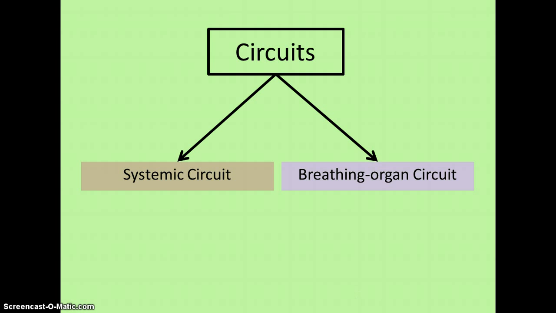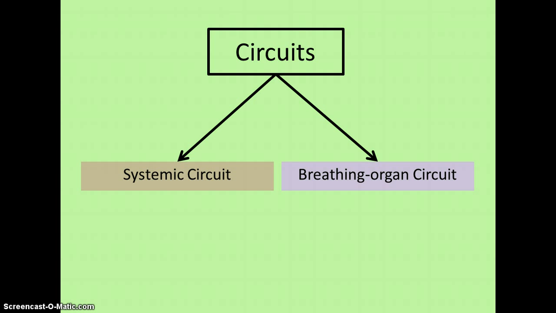Alright, here's my last bit of vocabulary before we dive into technical differences between the four types of animals. A systemic circuit, quite simply, is when blood vessels carry the blood to and from systemic tissues. Systemic tissues are all tissues and organs other than the breathing organs.